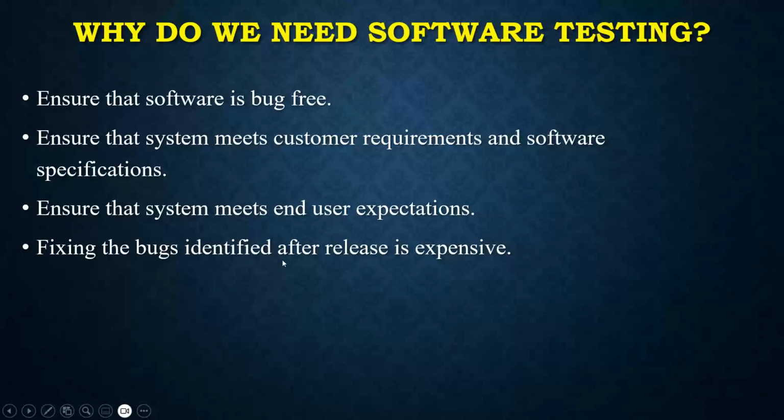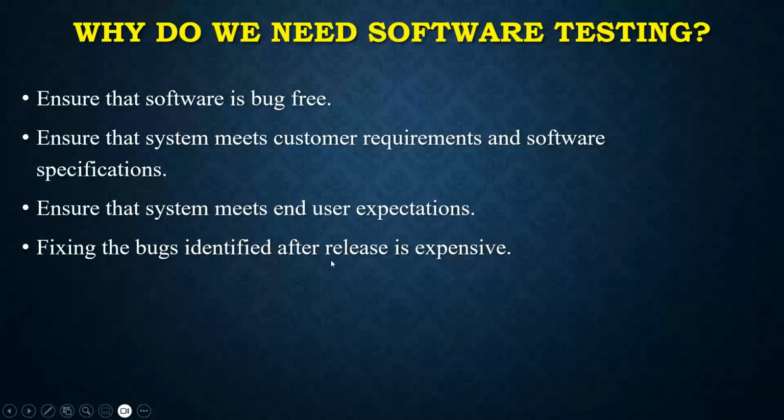Fixing bugs identified after release is expensive. Let's say you delivered a buggy product to the end user, and your end user complains this functionality is not working. Why was this identified by an end user? Why was it not identified by the software tester who tests this software? And that is, I would say, a very bad impression of the company on the end user.